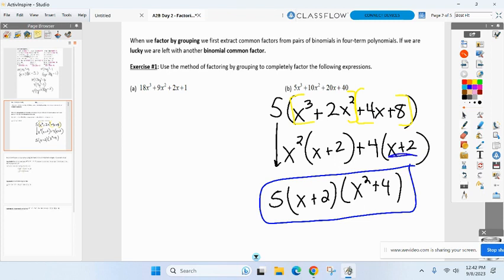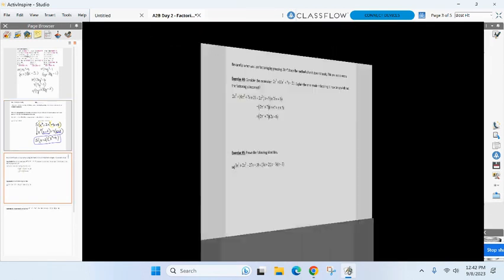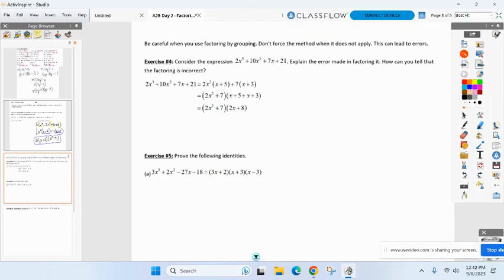I've been preaching here. What's inside the parentheses has to match, because you're going to see on this next one, sometimes it looks like grouping, but you can't force it. Okay, you can't force it. So I did this problem out. Here's what I had. I had 2x to the 3rd plus 10x squared plus 7x plus 21.